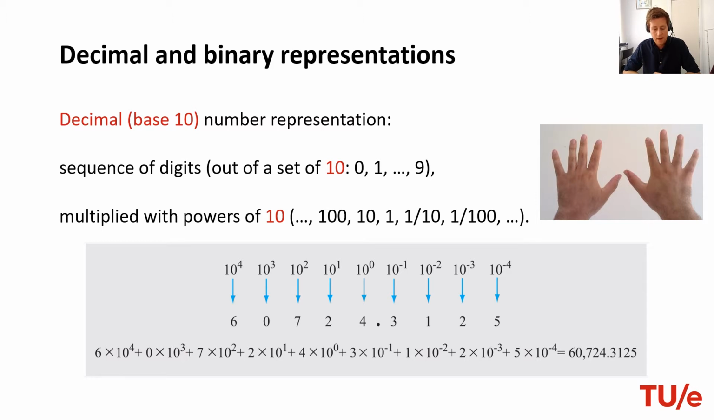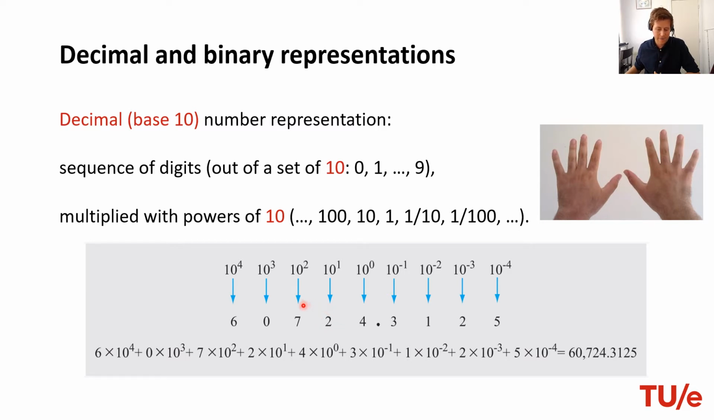Now an example here is, for instance, the number 60,724.3125. Now we can write this in decimal simply in this way, because this comes very natural to us. Let's start at the decimal point to be more precise. So the first digit left of the decimal point gets multiplied with 10 to the power 0, which is 1. So this 4 represents the units. If we move one further to the left, we will see that this digit 2 is multiplied with the tens. So this 2 represents the number 20.